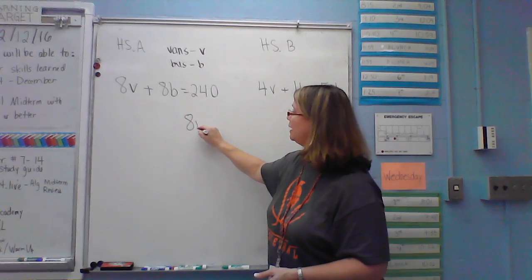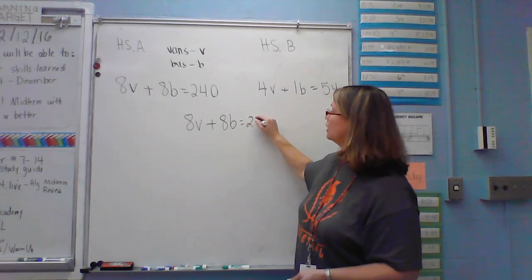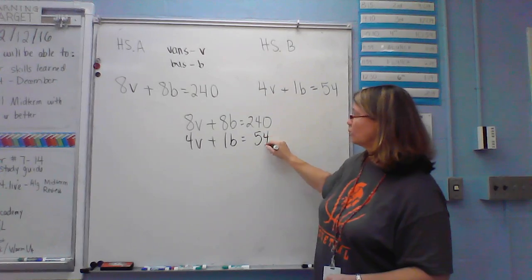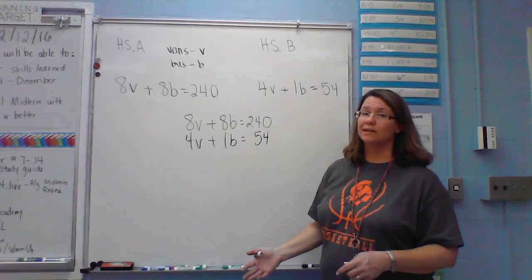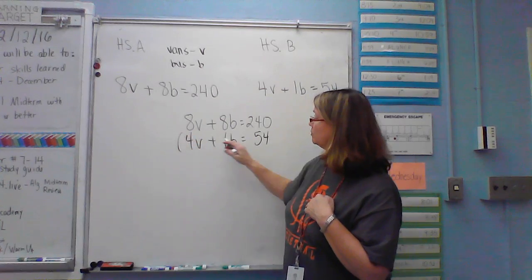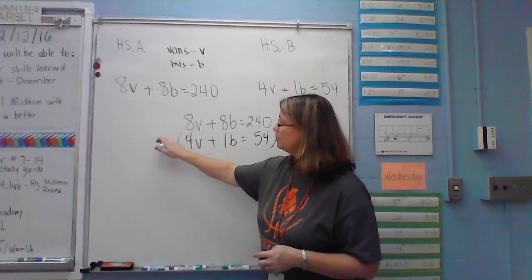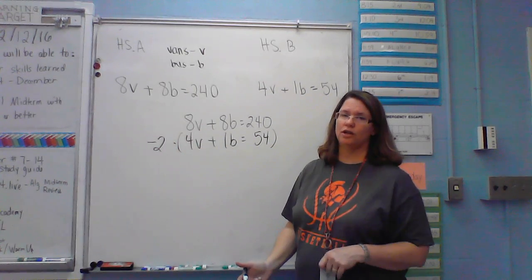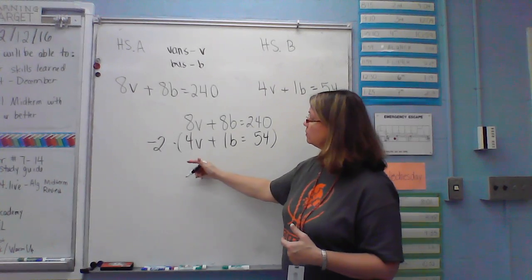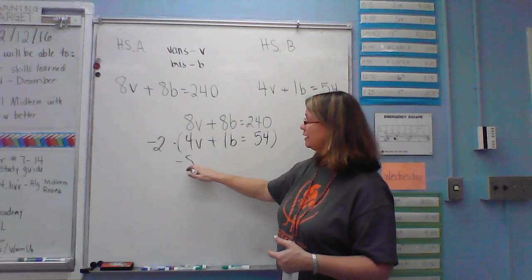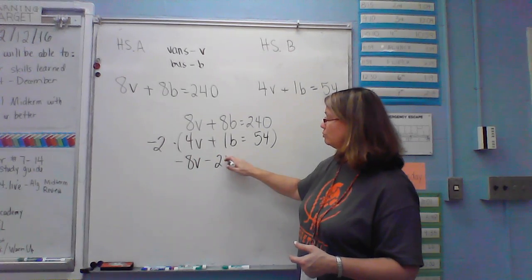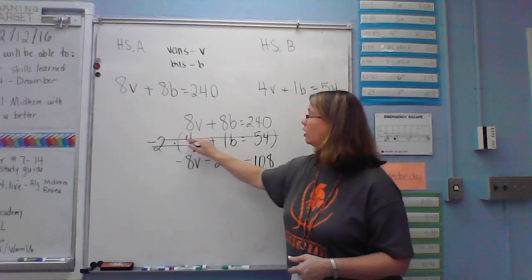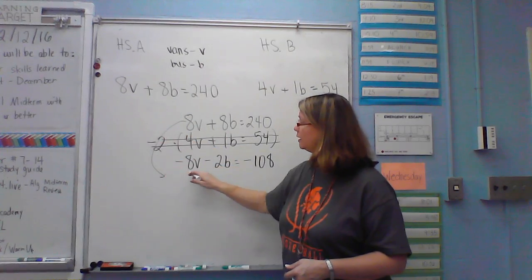So here's how it works. You have 8 vans plus 8 buses equals 240. 4 vans plus 1 bus equals 54. We need to get rid of one of these letters. My suggestion might be to take this bottom equation, multiply everybody by a -2. That way we can get the V's to match up, and we can change their signs so we can add. So if I multiply everybody by a -2, that gives me -8V minus 2B equals -108. So this equation is now gone. We're going to let this equation fall right up underneath it.